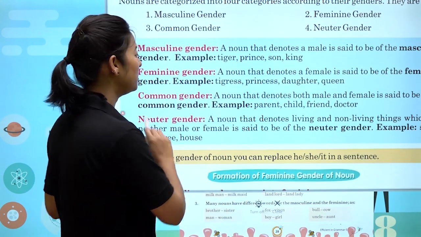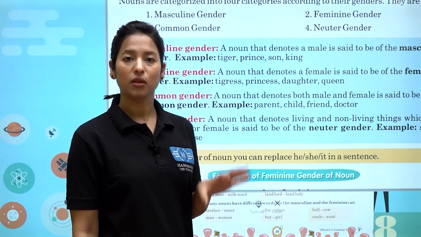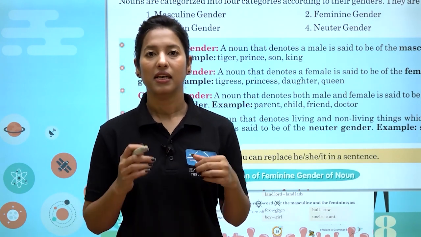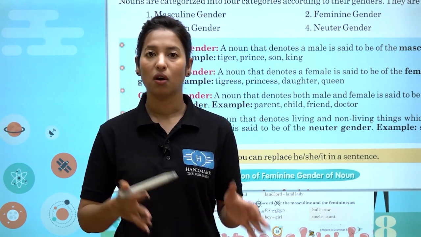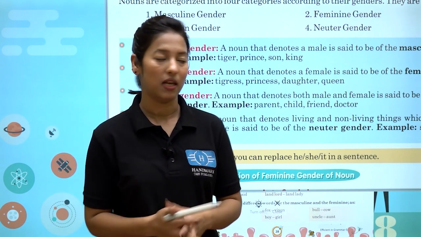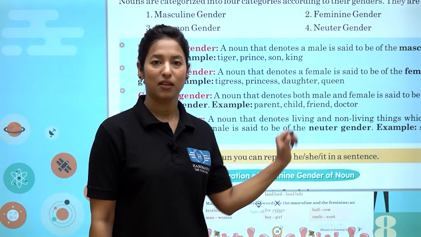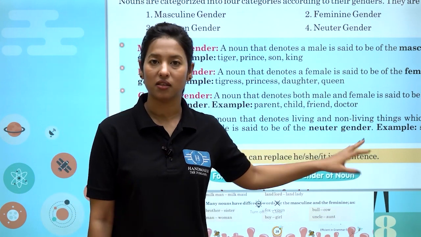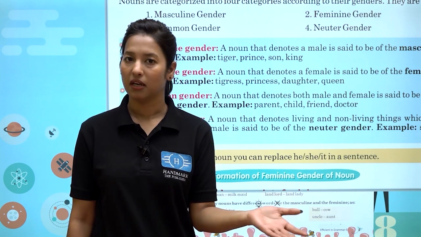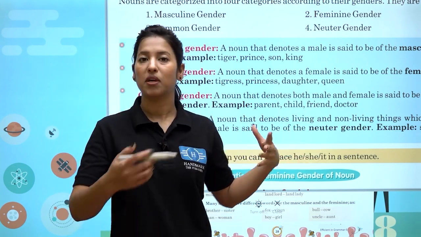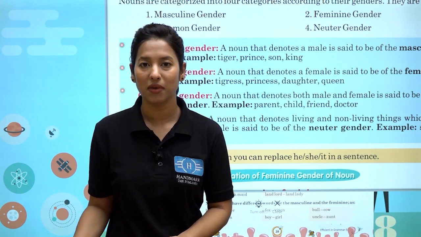Next, we have common gender. Common gender is used for both male and female categories. It may include a female and a male as well. For example, parent, child, friend, doctor. A doctor can be a male or it can be a female. Similarly, a friend also can be a male or it can be a female.